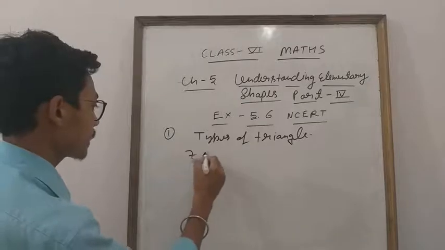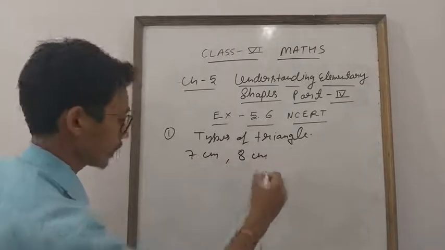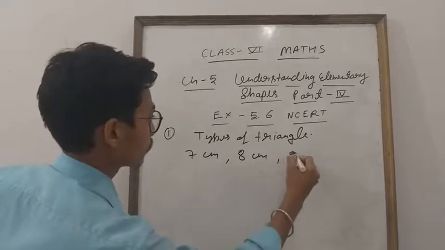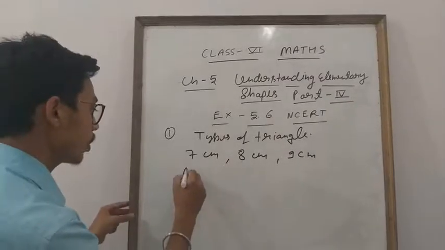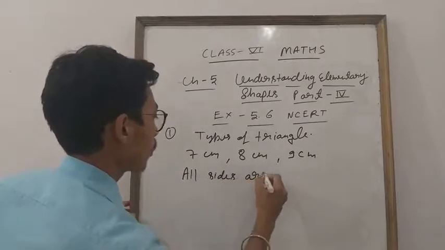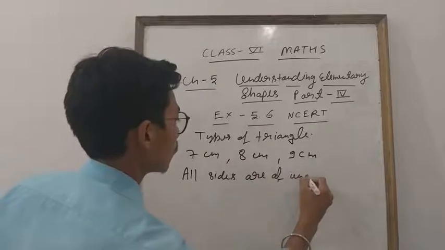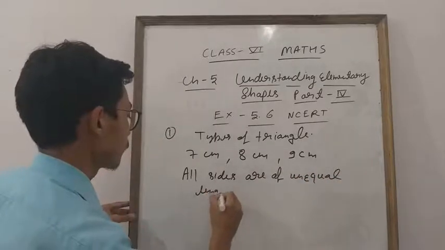The lengths given are 7 centimeter, 8 centimeter and next is 9 centimeter. This is your question 1 and in this question you have to write down what type of triangle it is. It is given 7 centimeter, 8 centimeter and 9 centimeter. Okay everyone? So you know that all sides are of unequal length.